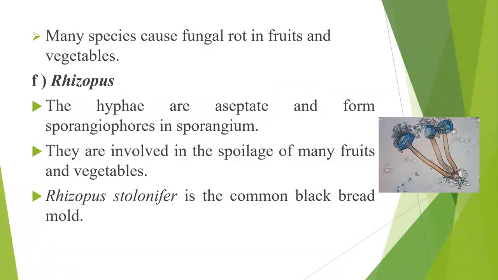Next one is the Rhizopus. Here the hyphae are aseptate and also form sporangiophores in sporangium. They are involved in the spoilage of many fruits and vegetables. Rhizopus stolonifer is the common black bread mold.